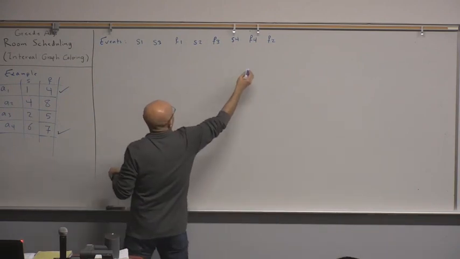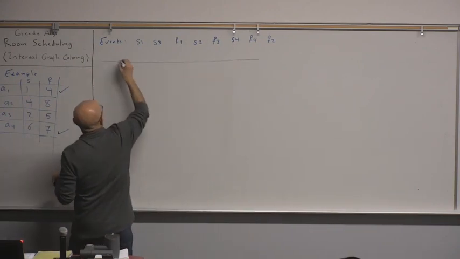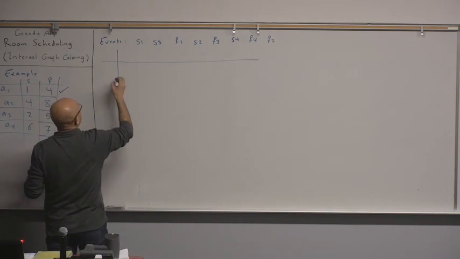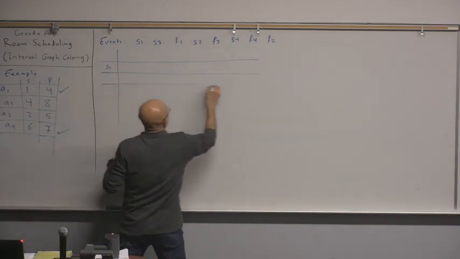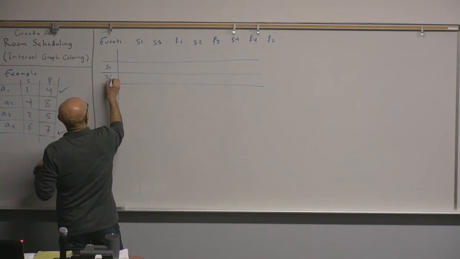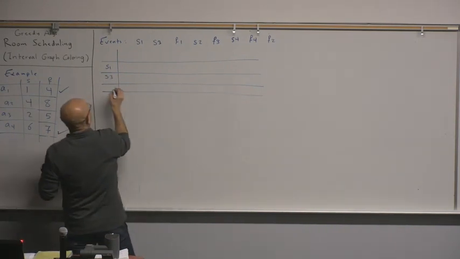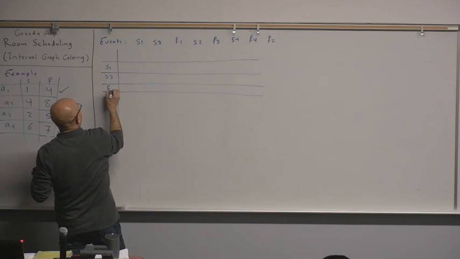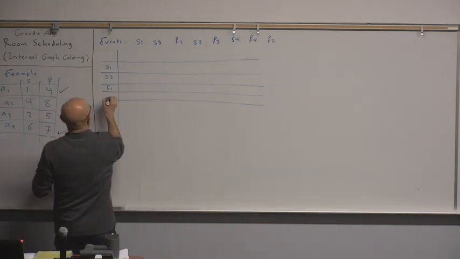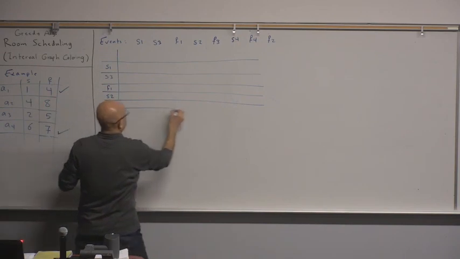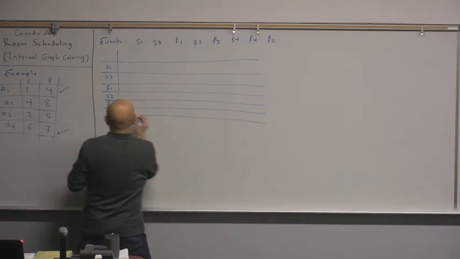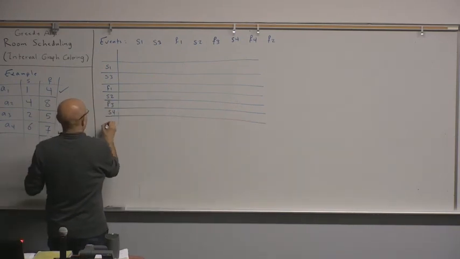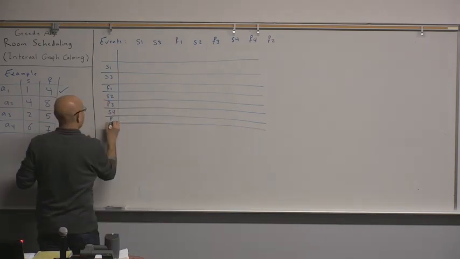So let's now look at, for each event, for S1, S3, F1, S2, F3, S4, F4, and F2.